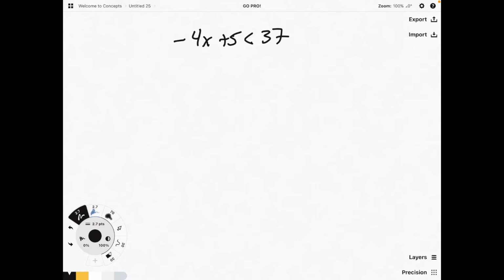Okay, looking at our first example, we have negative 4x plus 5, which is less than 37. Again, when dealing with inequalities, we can treat it essentially as an equal sign unless we are multiplying or dividing by a negative. With that, we are going to get the x on one side, so we're going to subtract 5 from both sides. That leaves us negative 4x, which is less than 37 minus 5 is 32.